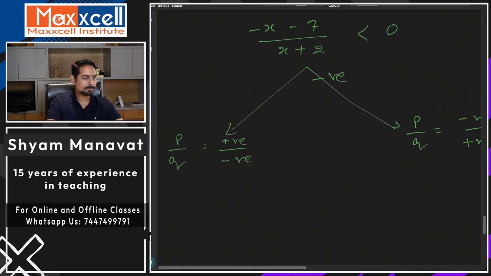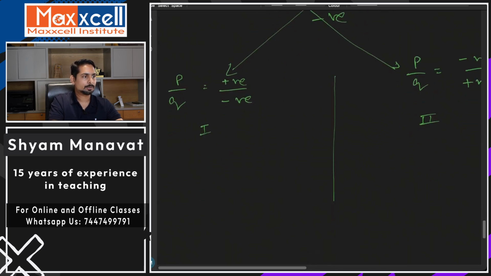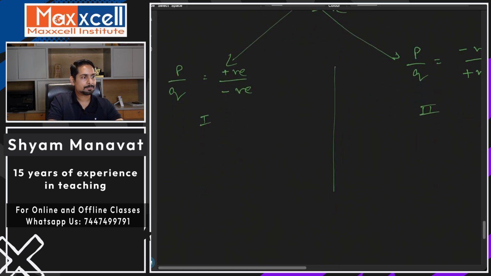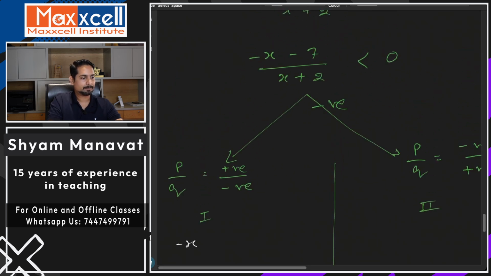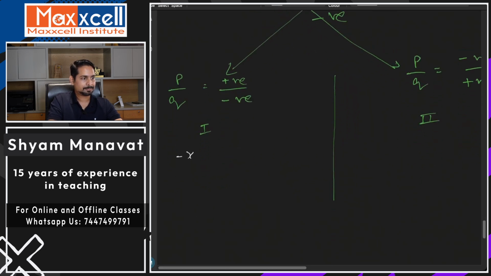Now, that's your first case. This is your second case. For the first case, let me simplify this further. For the numerator to be positive, what do I do? Minus x minus 7 more than 0, which gets you what?